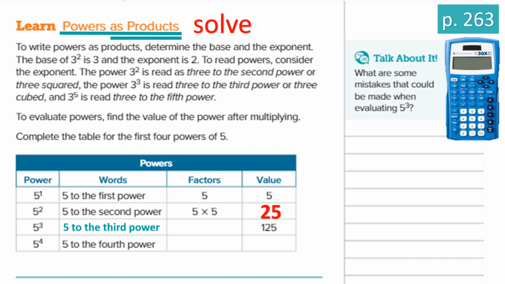5 to the third power is how we would say that one. And I would write it down as a math problem of 5 times 5 times 5. Why? Because the exponent tells me how many times to write it down, and the base is the only thing that I will write down in the multiplication problem.